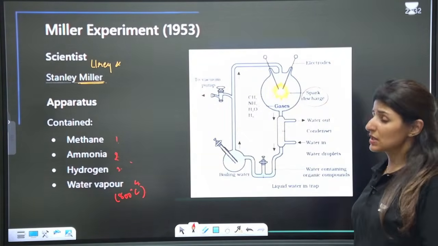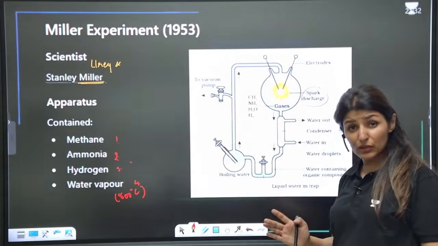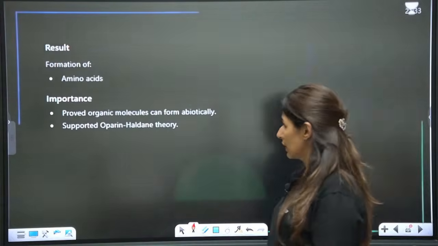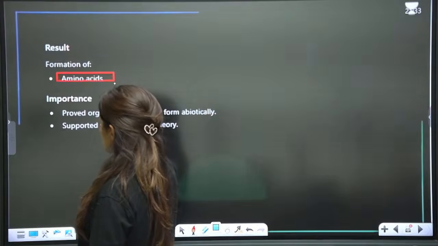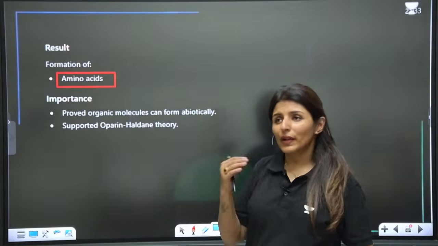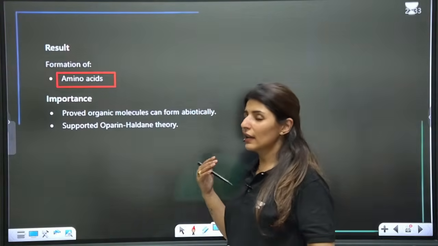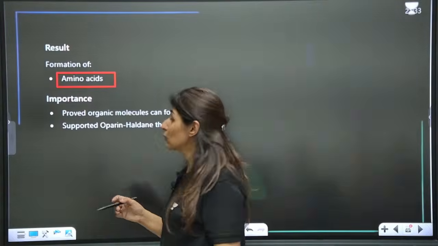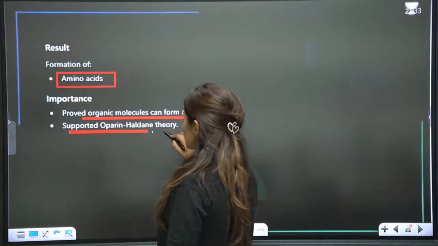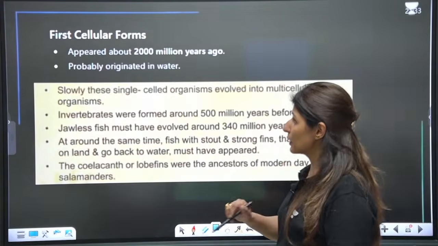A very huge spark was generated, and when it was run continuously for 18 days, in the end, what did he get? The result was the formation of amino acids. So he concluded that these four molecules can produce amino acids. When there are unlimited molecules, unlimited energy sources and unlimited time, it can give rise to many more things. So it proved organic molecules can form abiotically and supported the Oparin-Haldane theory. Is that clear?